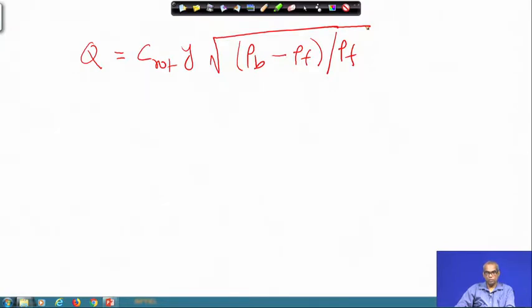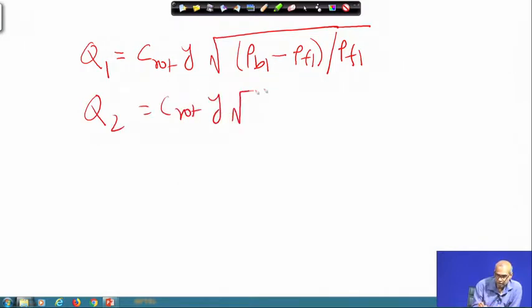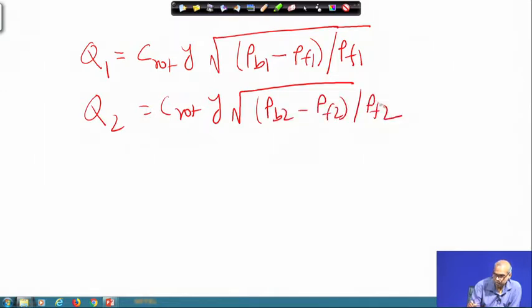Now, I am using the rotameter for liquid 1 and liquid 2. So, let us apply this equation for liquid 1 and liquid 2. So, for liquid 1 I will use Q1, rho B1, rho F1. I want the same reading because the same calibration will be used. So, rotameter constant C and y I am not touching, they are remaining unchanged. So, the flow rate 2 will be C y times rho B2 minus rho F2 divided by rho F2.